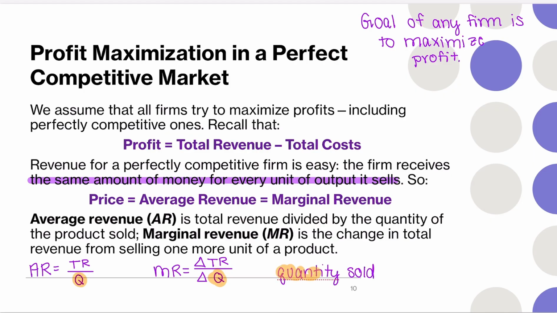While we make the assumption that a perfectly competitive firm can sell as many units as they want at that price, it won't necessarily hold for other types of markets. So it's important when we're looking at it that we remember that that Q is not just quantity, but it's quantity sold.